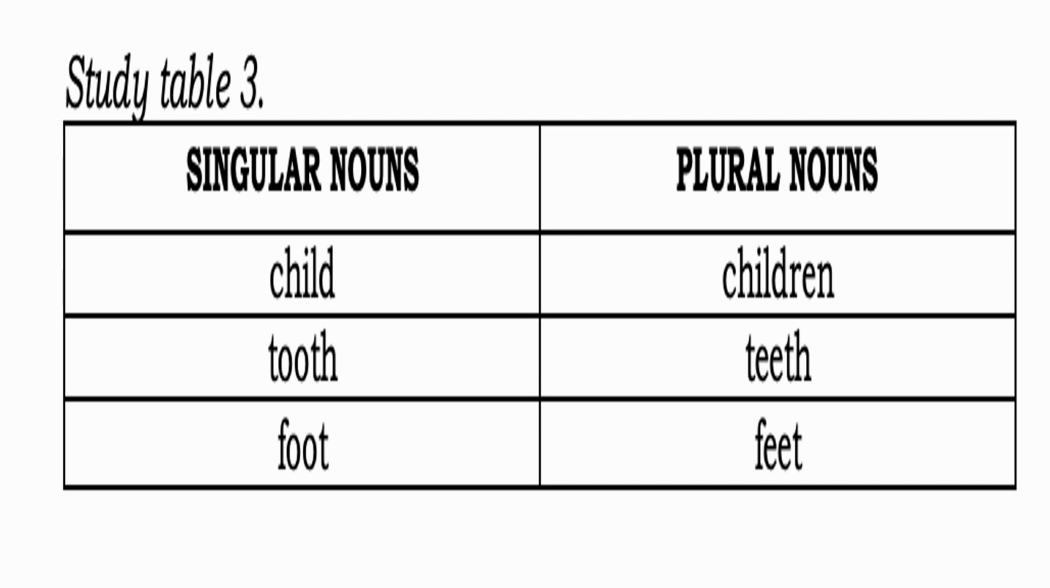Okay, for table number 3, singular nouns and plural nouns. Singular noun child, it became children. Tooth, teeth. Foot, feet. What can you say about it? How those nouns plural were changed? Okay, yes. They were changed by changing the spelling itself. Like the tooth, it became teeth. Show me your teeth. Alright, very good. Those are your teeth. How about your feet? How many are there? 2. Very good.